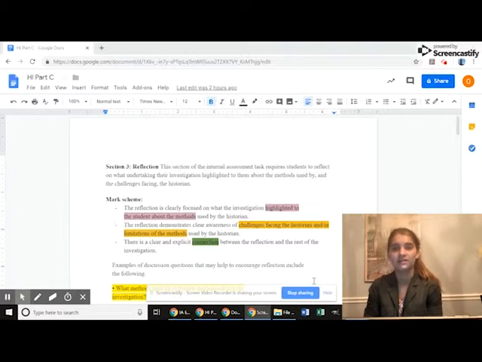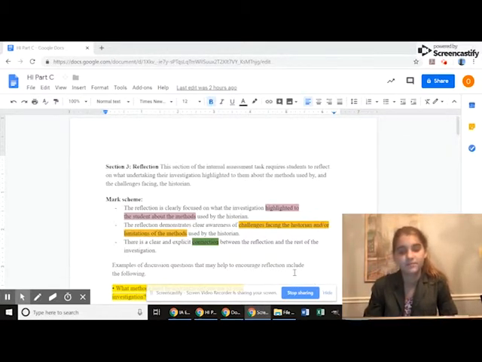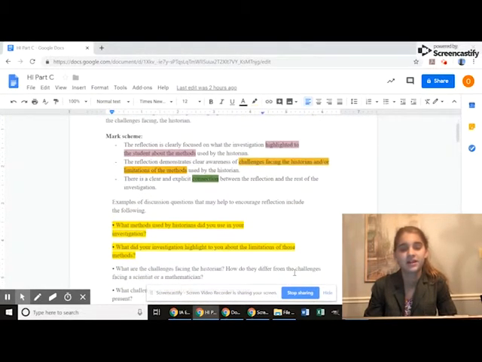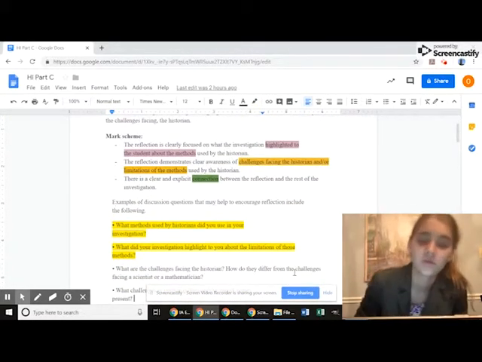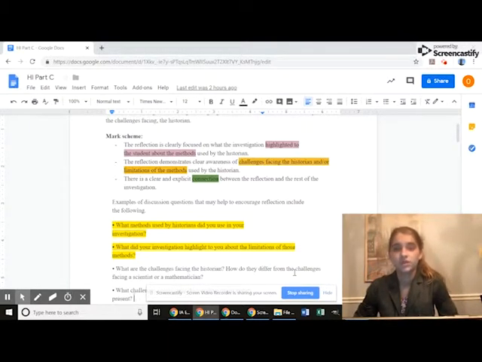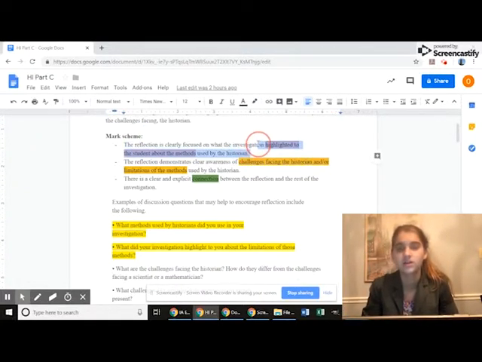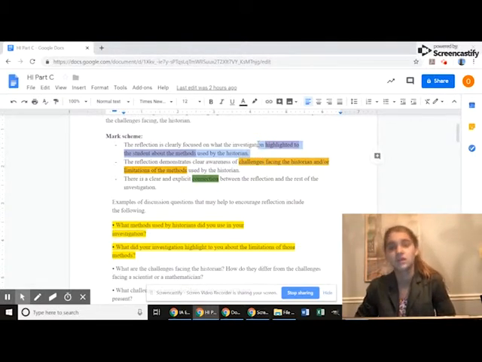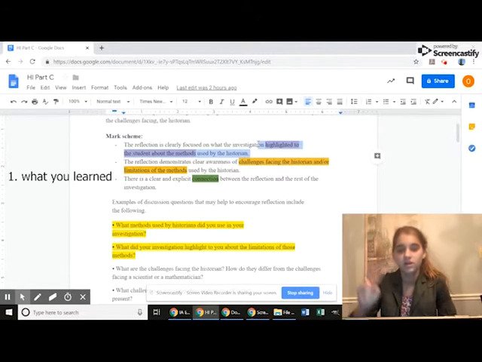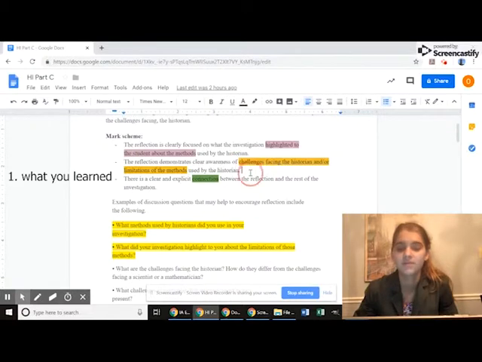But you don't want to go over because you want to use those words for your actual paper and not this kind of pointless part. I shouldn't say pointless because it's an easy 3 points, but not as important as the rest of your paper. So basically the 3 things you have to do to get those 3 easy points is number 1, you have to focus on what the investigation highlighted to you about the methods used by the historian. So basically it wants us to say what we learned from the investigation. 2, it wants you to acknowledge the challenges facing the historian and or limitations of the methods.